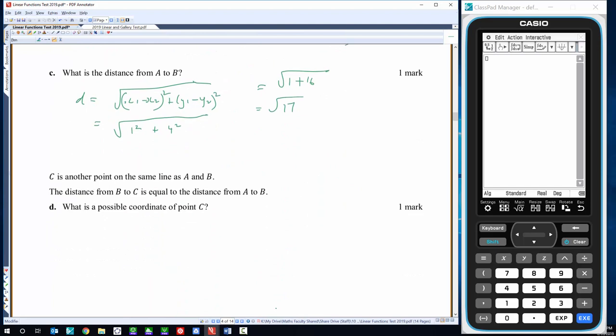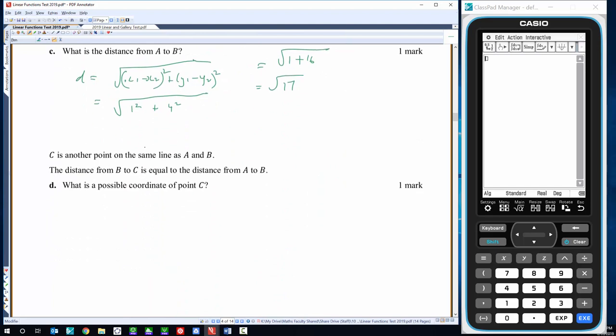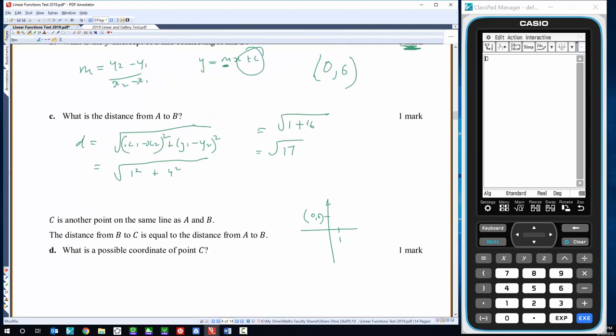All right, so this one here, C is another point on the same line as A and B, where you'll recall A was 0, 6, B was 1 and, forgotten, 1 and 10, I think it was.